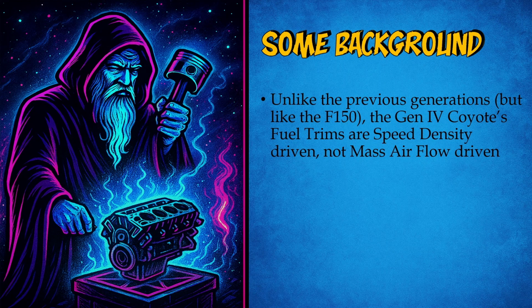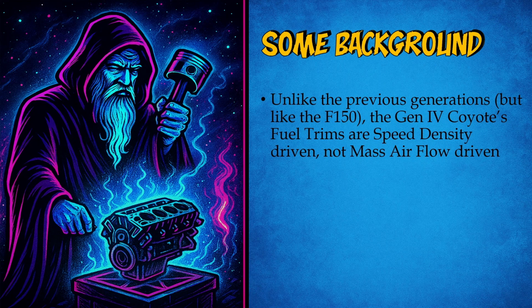I got it within, I think, 2% across the board and thought, great, I've nailed it. I did it by isolating the MAF from speed density calculations. Once I turned speed density back on, hilarity ensued. The logs were just showing, oh hey, you're back to like 5% lean across the board. And so this was sort of driving me crazy.